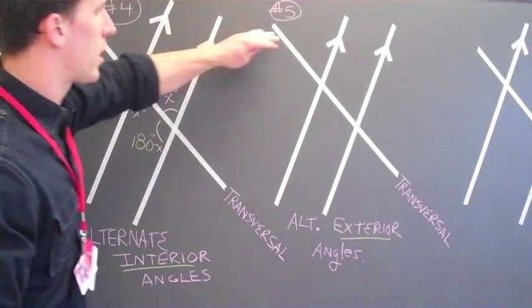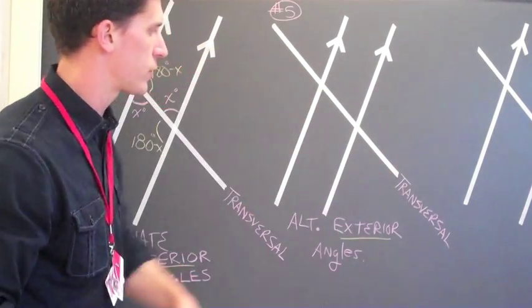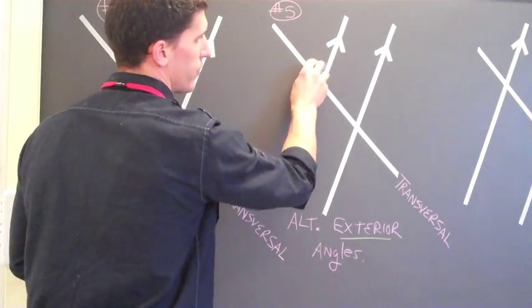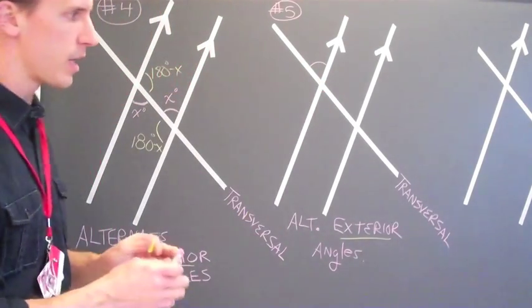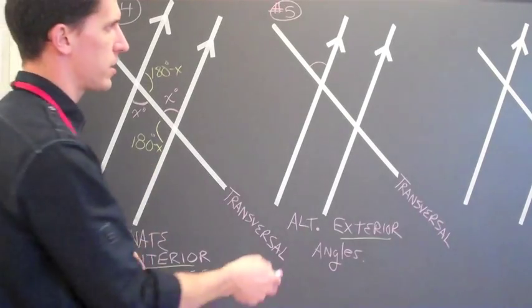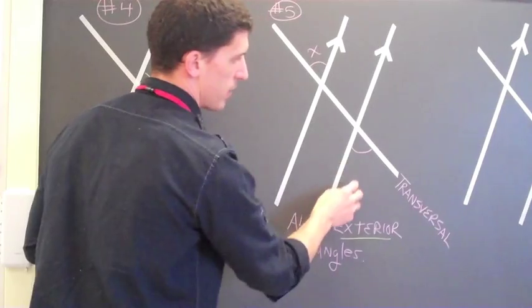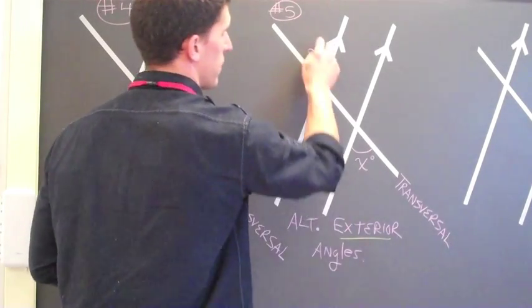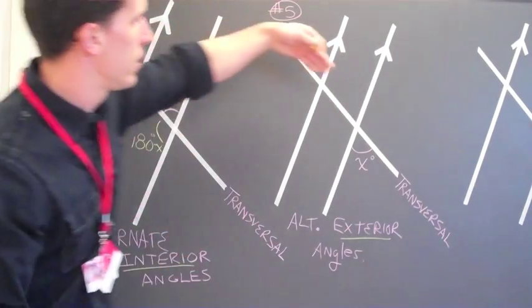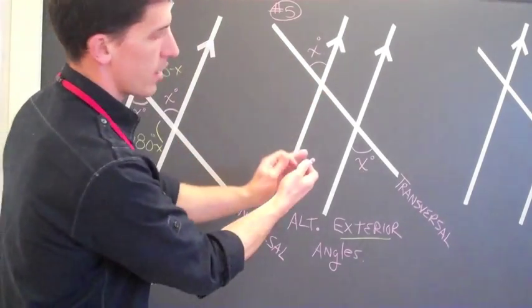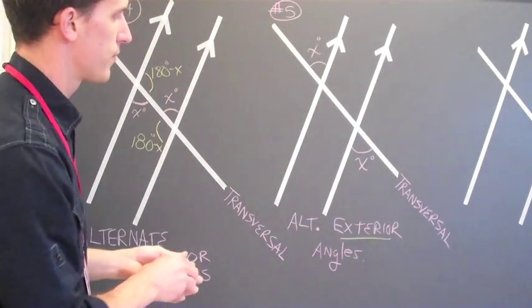They're still formed along the line here called the transversal, but in this case, if I called this angle, for example, notice how that angle is on the outside or exterior of the parallels. And if that were x, you guessed it, down here, this one would be the same degree. Those are alternating sides of the transversal, and they are exterior of the parallels.